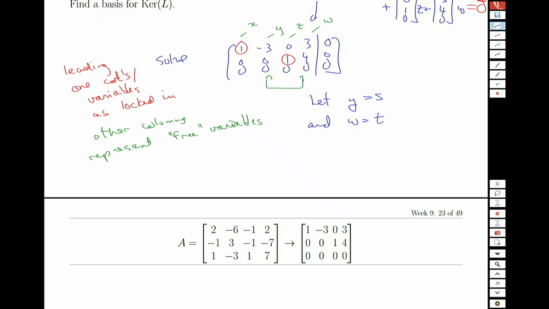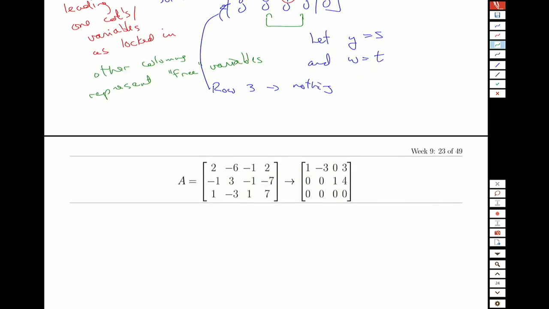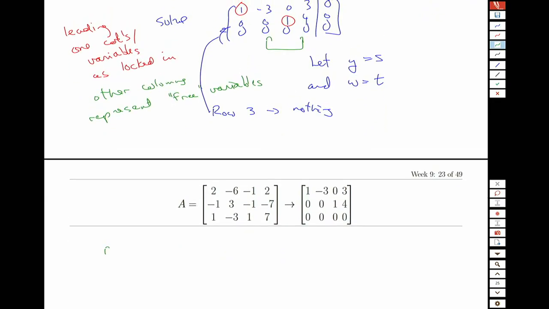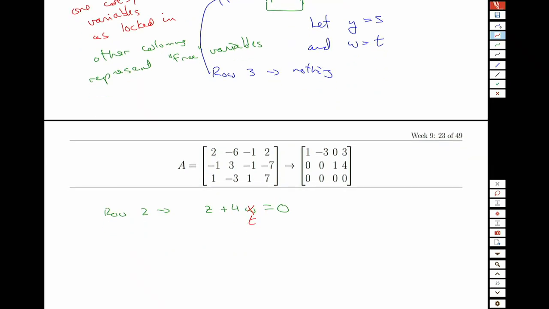So let's play this out. We're going to go row by row. Row 3 tells me nothing, because it's all zeros. Row 2, though, let's do that down here. Row 2 says that z plus 4w equals 0. And we said, no, actually, we're going to call w, we're going to call that t. And so we have z equals negative 4t.